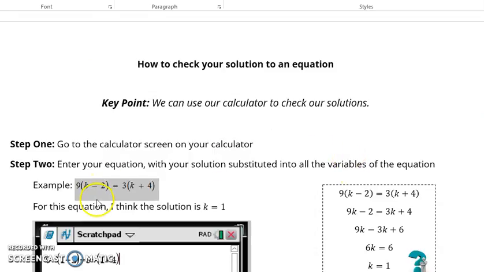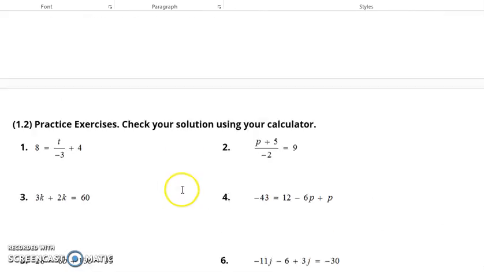So again, use your calculator to check your solutions. It can be a really great way for you to check your answer and know for sure whether you've got it right or wrong. Go ahead now and look at some of the practice problems on the next page.